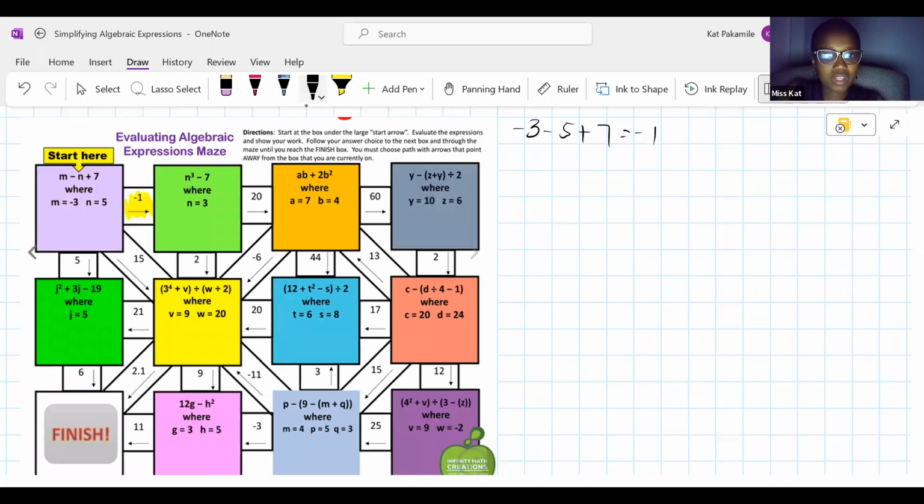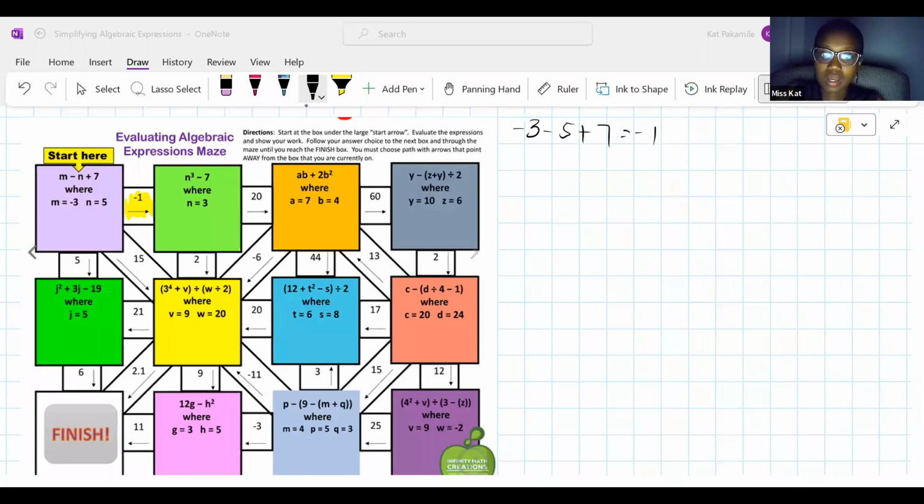Fastest fingers first. Who was the first one for? 20. I didn't even see who was first. All I saw was 20. Okay, let's see. It's n cubed, which is 3 cubed, which is 27.